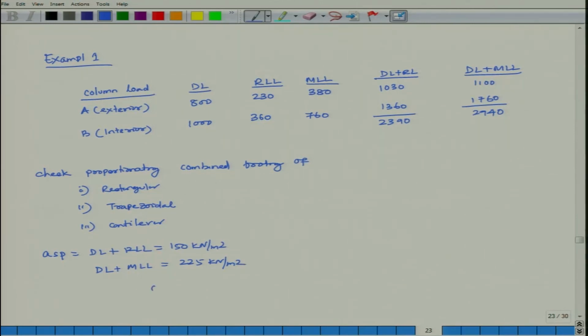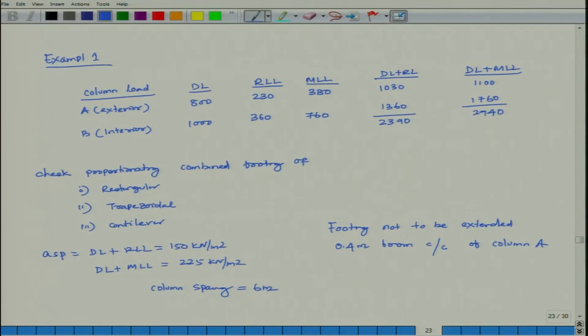Column spacing is given, that is 6 meter. It is also given that the footing is not to be extended more than 0.4 meter from the center of column A. This is what is given. Example 1, column load is given.